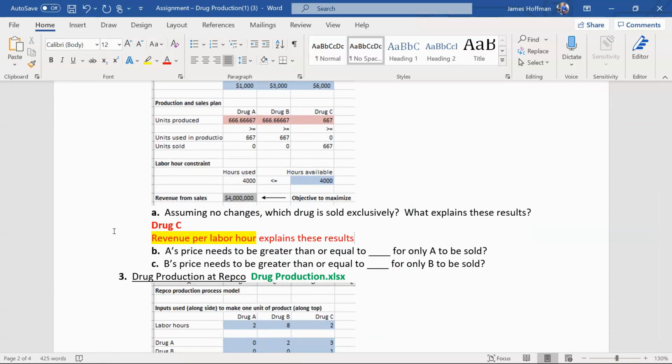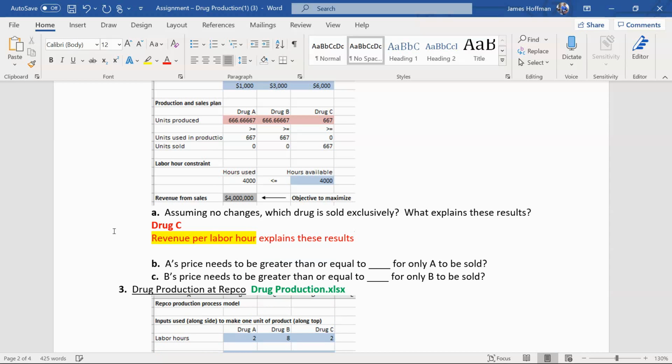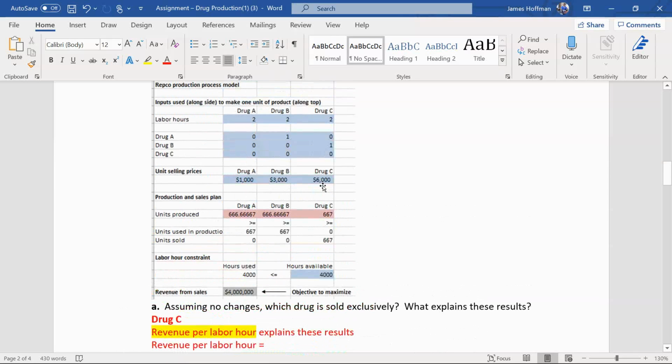Now the next thing we have to do is figure out what exactly the revenue per labor hour is for drug C. Okay, so the selling price for drug C in this example is $6,000. All right, so this one's a little more accounting, but can someone try to figure out how many hours it takes to make one drug C by looking at the table here?